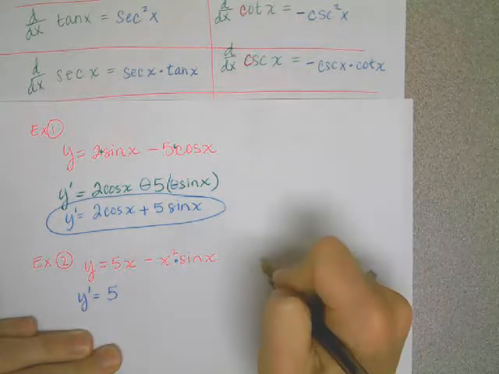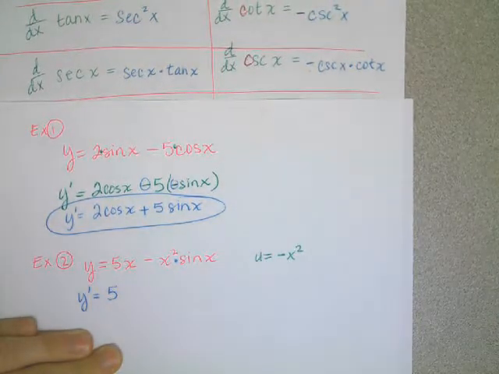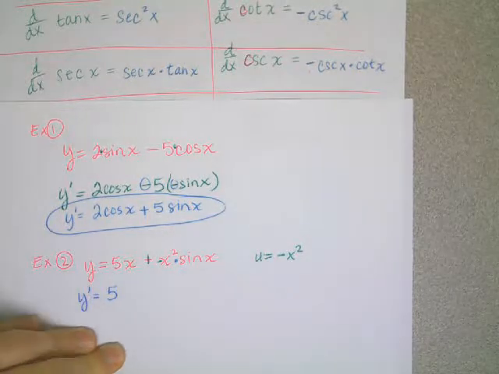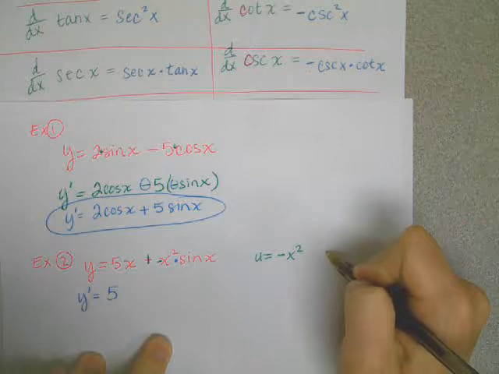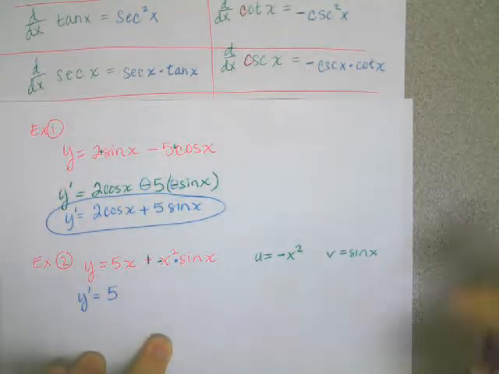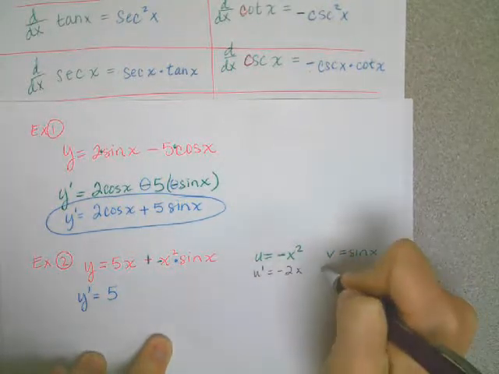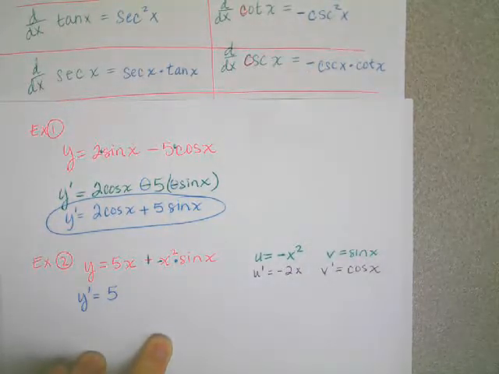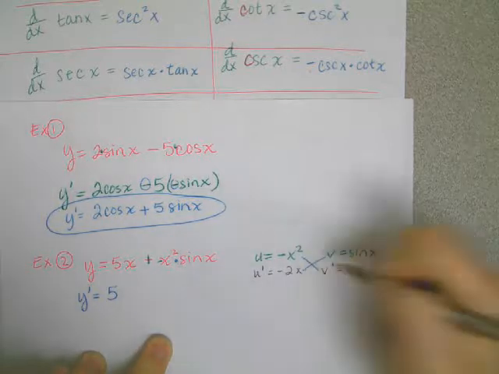I'm not going to bring that minus sign down because I'm going to let u be negative x squared. So it's kind of like I'm changing this to plus a negative x squared there. I think it's easier, less mistakes are made. V is going to be sine of x. U prime is negative 2x. V prime is cosine x. Remember how we do u prime v plus v prime u.